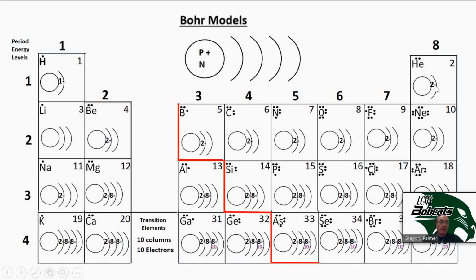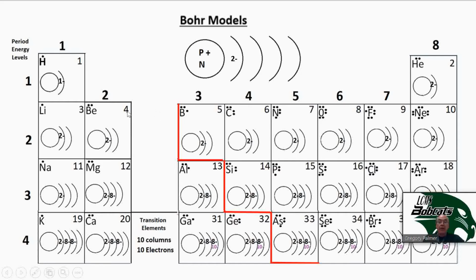Because it has an atomic number of 2. These 2 valence electrons are represented by those 2 dots. And those are all the elements that live on the first period. So the first period, or first energy level, never has more than 2 electrons on it.